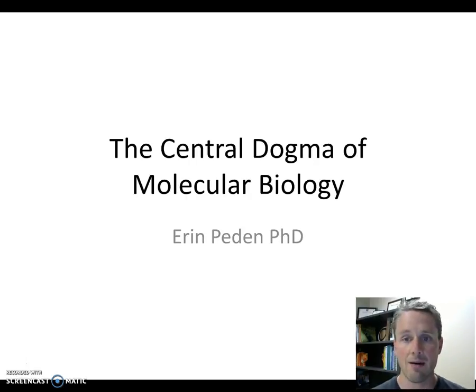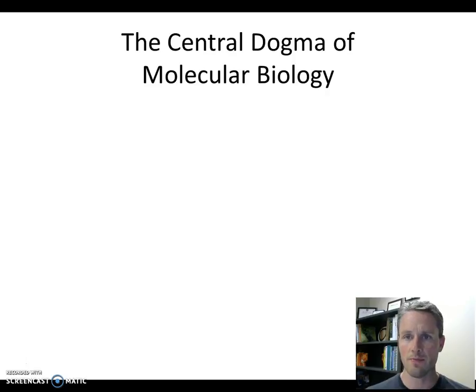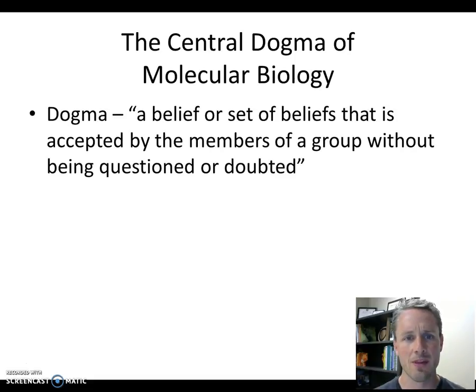So let's begin by talking about this idea. This central dogma of molecular biology, what are we talking about when we use this descriptor? A dogma is a belief or set of beliefs that is accepted by members of a group, here biologists, without being questioned or doubted. So a dogma is just a way of saying, here's a set of ideas that describe something, and we strongly believe in this set of ideas, right? The underlying scientific evidence for all these processes is really strong, so we don't doubt it. And that's why we call this the central dogma of molecular biology.